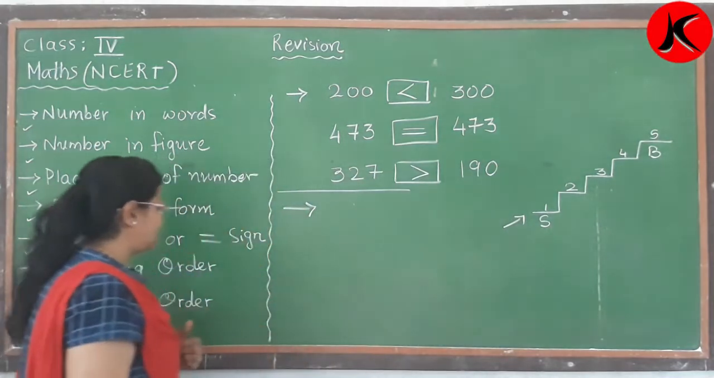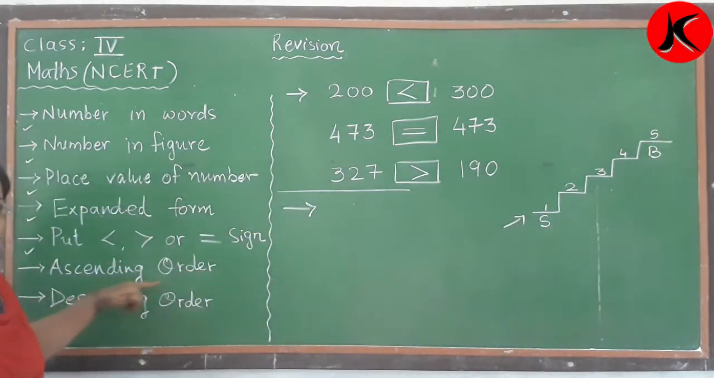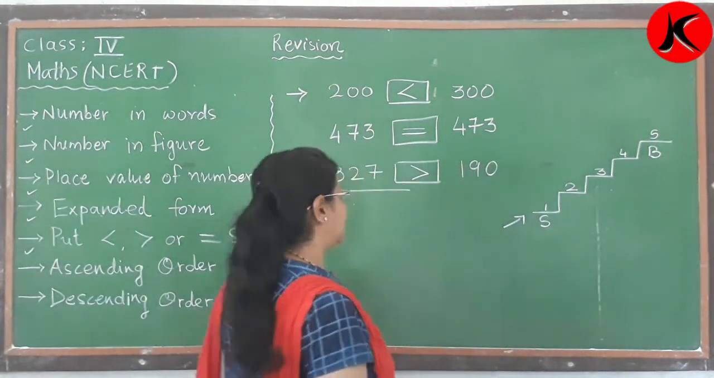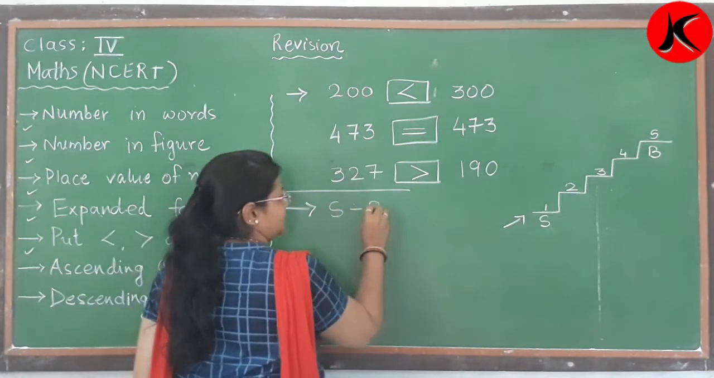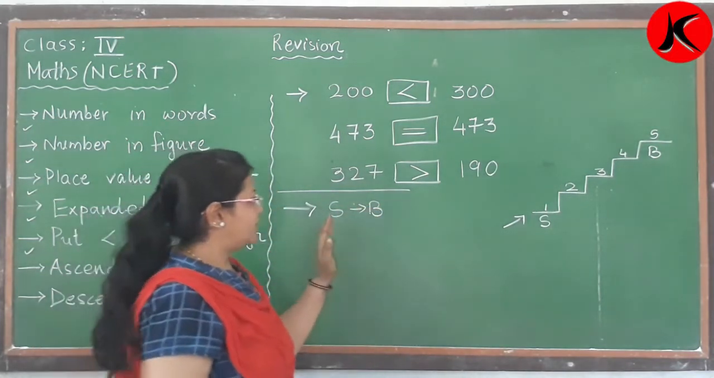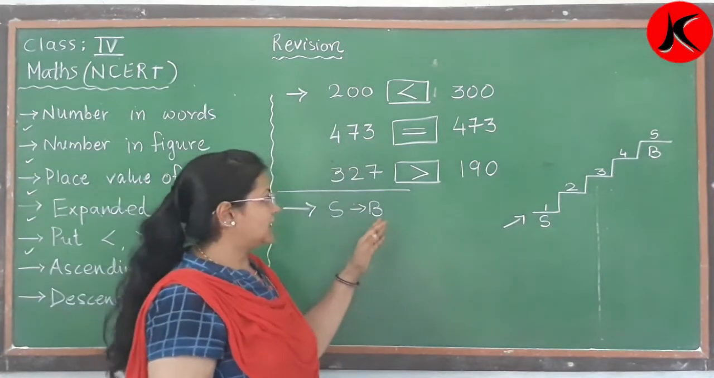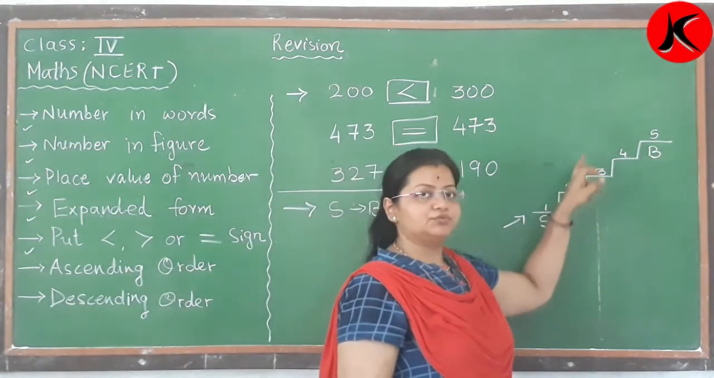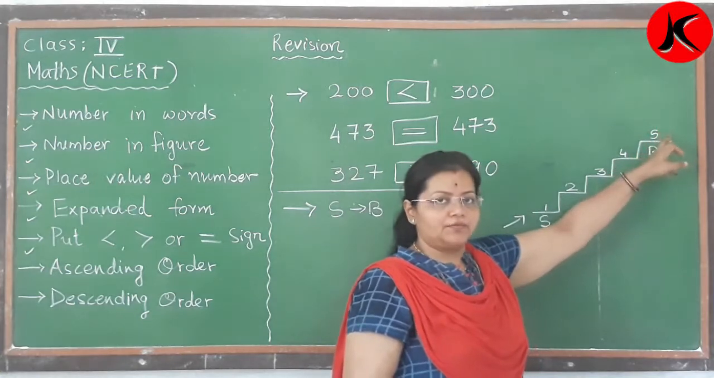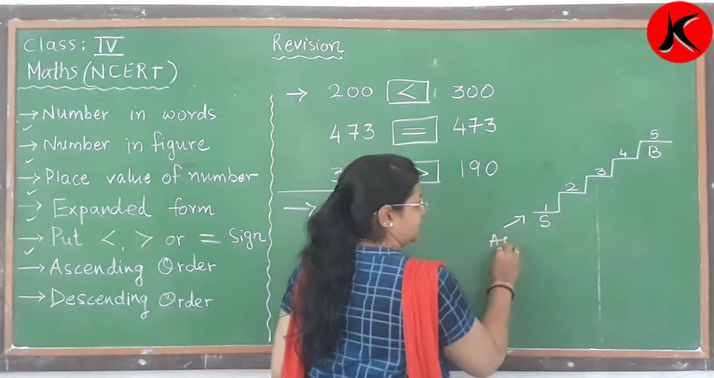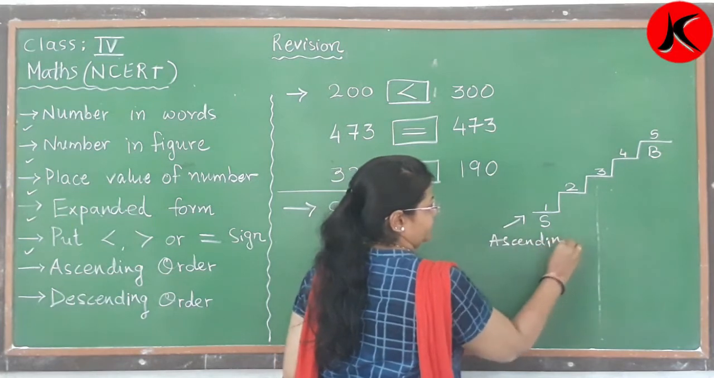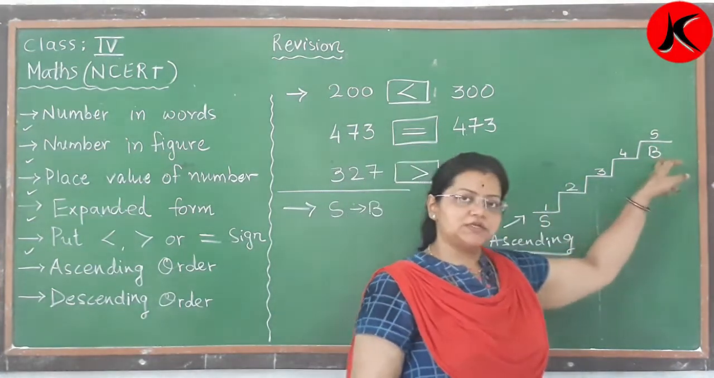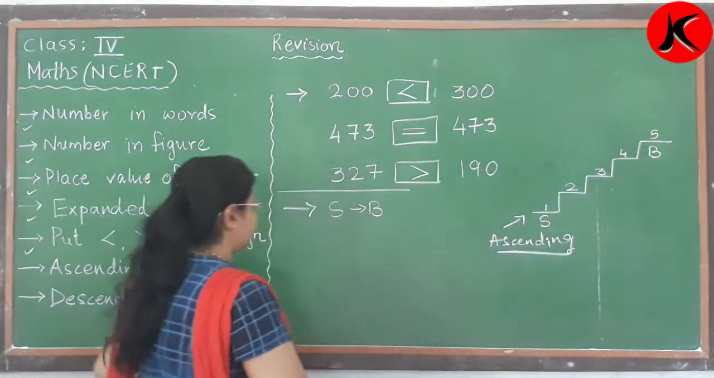That means whenever you have to do ascending order, you have to arrange numbers from small to big. First we write the small number and then the bigger ones. See, 1, then 2, then 3, then 4 and then 5. Right? In ascending, first of all we write the small number and the last one is the biggest number. I am giving an example here.